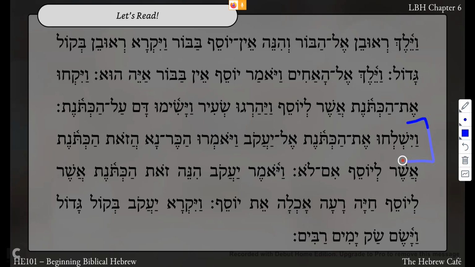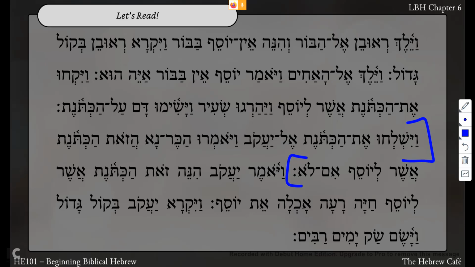Okay, go ahead, the next sentence, word, if you don't mind. Vayishlechu et haketonet el Yaakov vayomeru, hakerna. Haker is an imperative form, meaning recognize or know, or in this case, try to recognize, right? Try to recognize this ketonet. Is it his or is it not? So they're saying, recognize it.